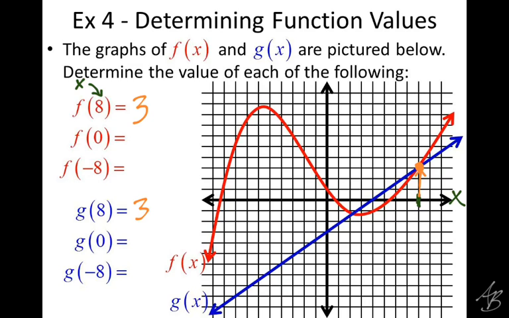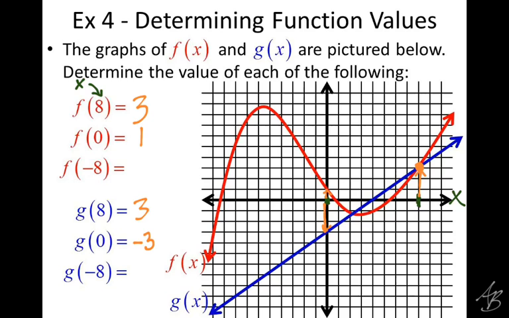All right, how about 0? So 0, remember, we're going to go to the origin. And starting at the origin, to go to f, which way do we go? Up 1. So f of 0 is 1. And let's go ahead and do g of 0 while we're here. To get to g from the origin, we go which way? Down 3. So g of 0 is negative 3.